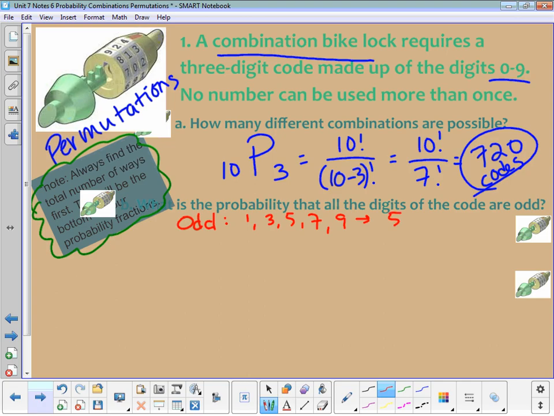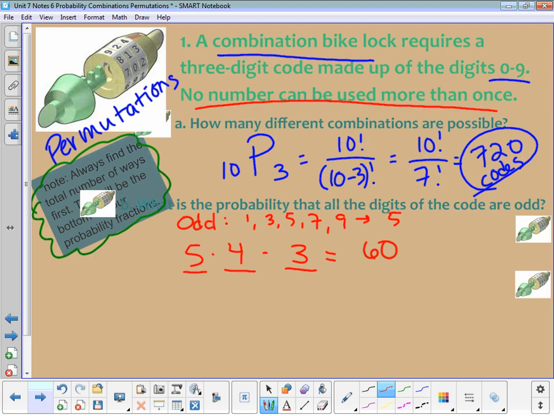So if I'm going to arrange a 3-digit code, I'm going to have 5 options for the first digit, 4 options for the second digit because it says no number can be used more than once, and 3 options for the third digit. Multiplying that out, 5 times 4 times 3 ends up being 60. So there's 60 ways to have an odd digit code.